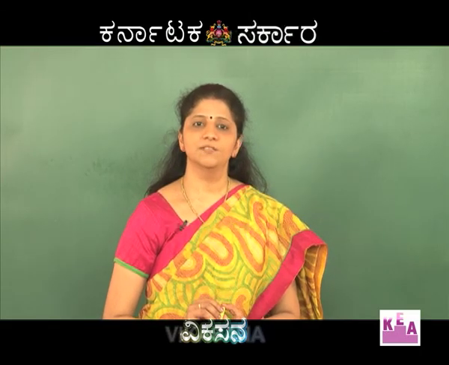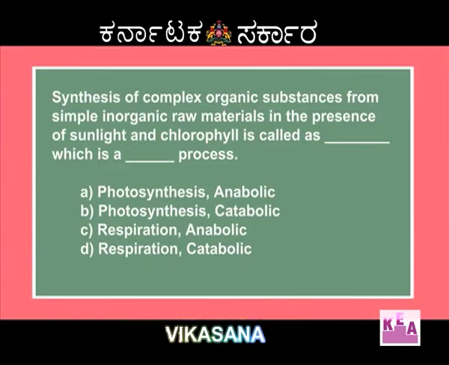Dear students, we will move on to the multiple choice questions from the chapter photosynthesis. Question number 1. Synthesis of complex organic substances from simple inorganic raw materials in the presence of sunlight and chlorophyll is called dash, which is a dash process. Now, you can go through the various choices. Option A is photosynthesis, anabolic. Option B is photosynthesis, catabolic. Option C, respiration, anabolic. Option D, respiration, catabolic.